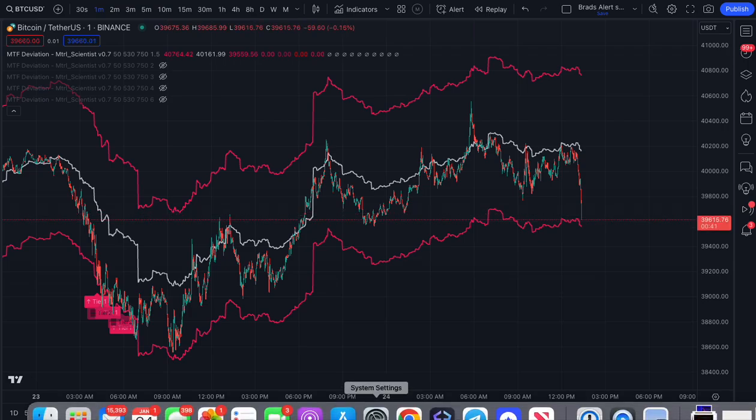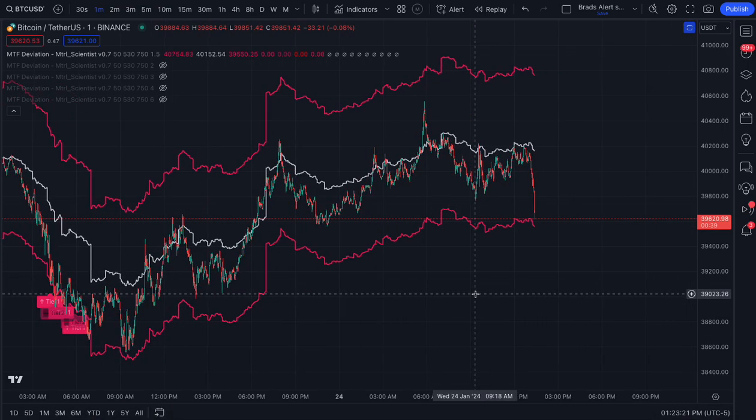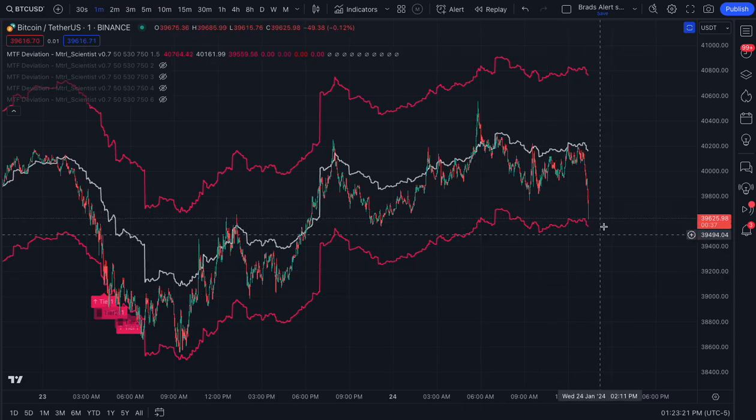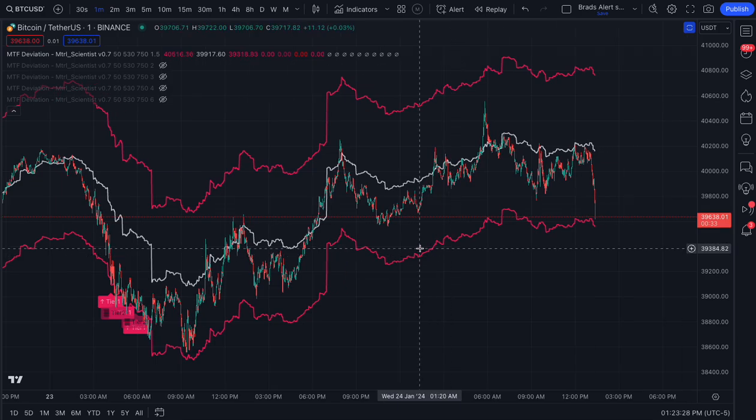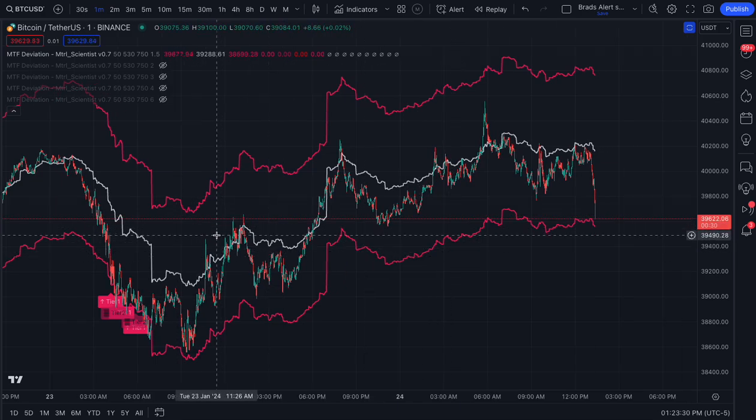I wanted to give you a quick overview of what our MTF Mean Reversion Indicator is all about. It might even give us a signal here as I give you this explainer. If you're not familiar with what mean reversion is, it's a very simple principle. Price likes to return to mean.